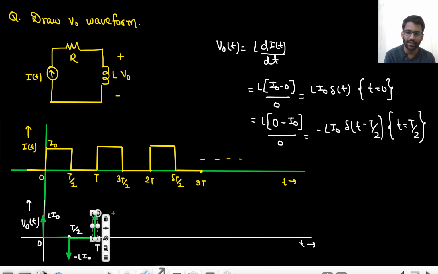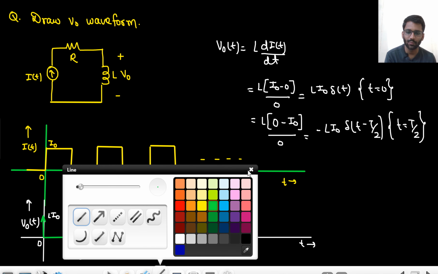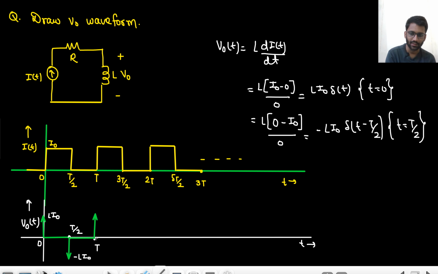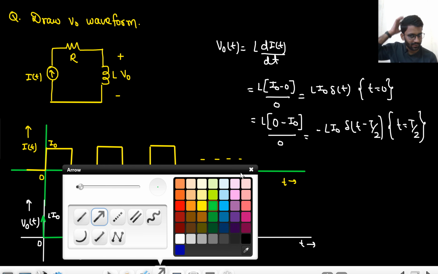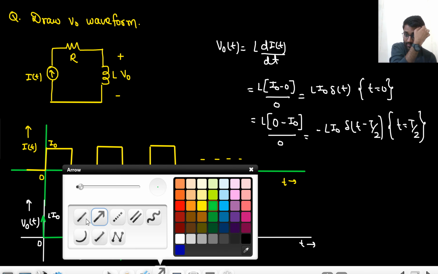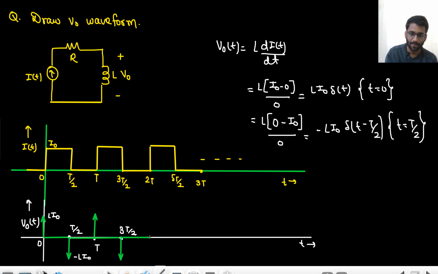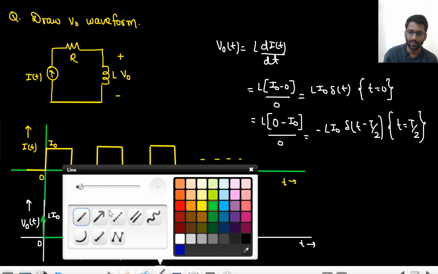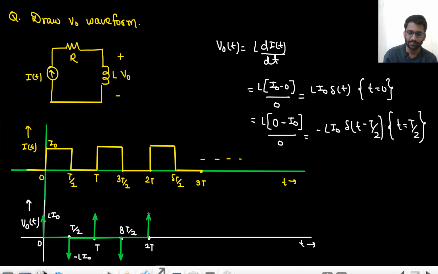Simply, any kind of input they can apply, and they can ask you what will be the voltage across the inductor. What you need to do is simply tell them the differentiation, nothing else. They are just asking for the differentiation, right? So only the differentiation will be there. That's it. And it will keep on going. The magnitude will be L I naught only. Not the magnitude, actually the area. This will be the voltage. Are you getting my point?